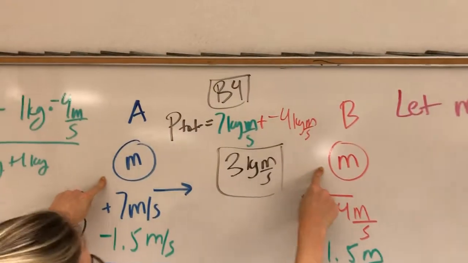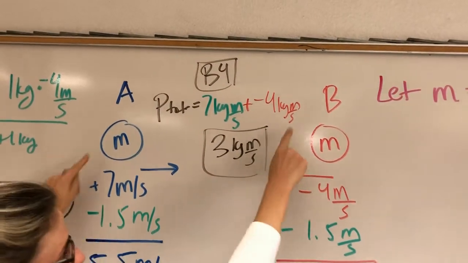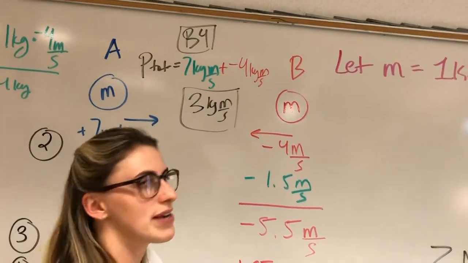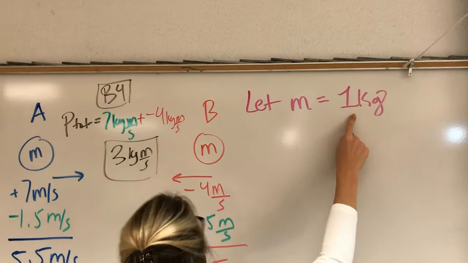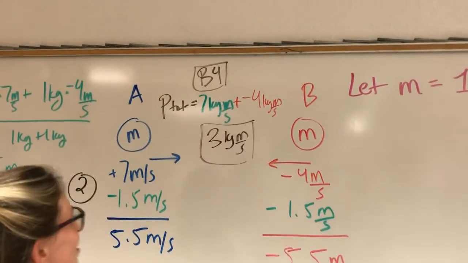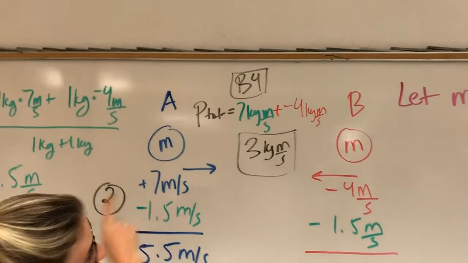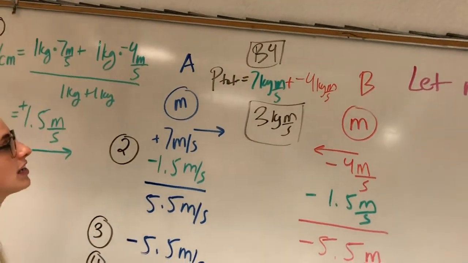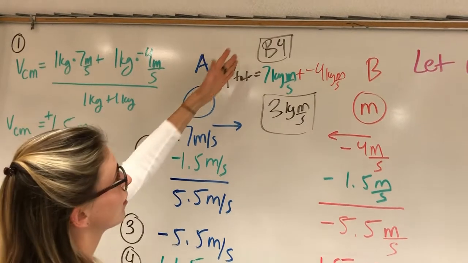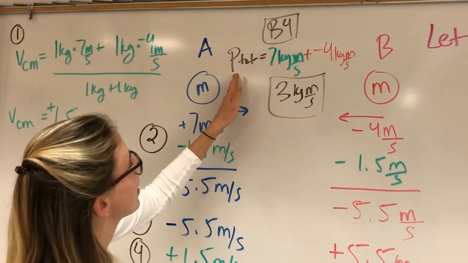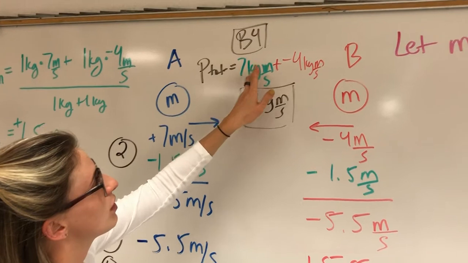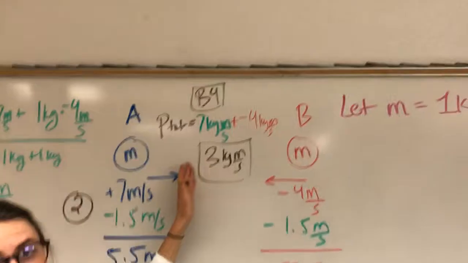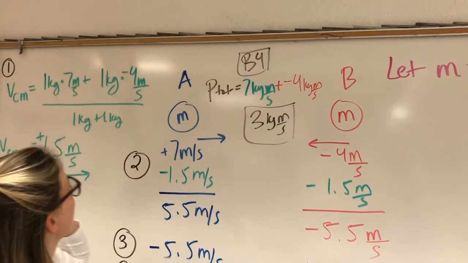Here are my 2 masses, and I said, whenever you aren't given a mass, you can just make up the mass, and why not make it 1? I like 1. So we're going to make our masses both 1 kilogram. This one's going 7 meters per second in the positive direction, and this one is -4 meters per second in the negative direction. Now the very first thing I did was calculate the momentum before, which is just m1v1 plus m2v2, and I get a total momentum of 3 kilogram-meters per second. So that's what we're starting with.